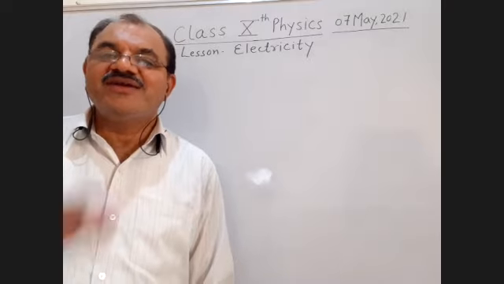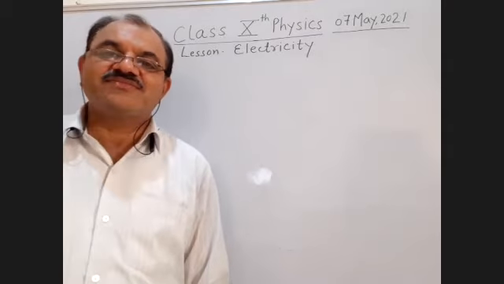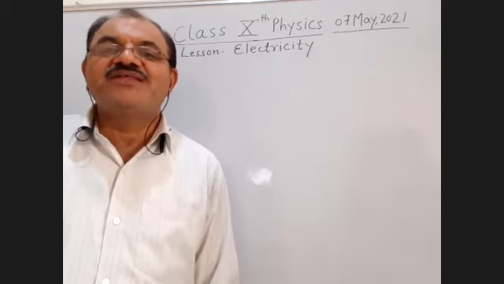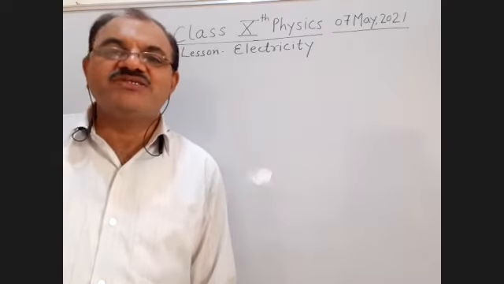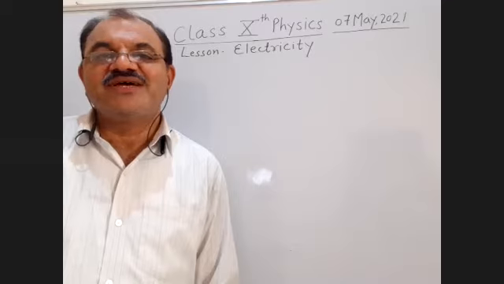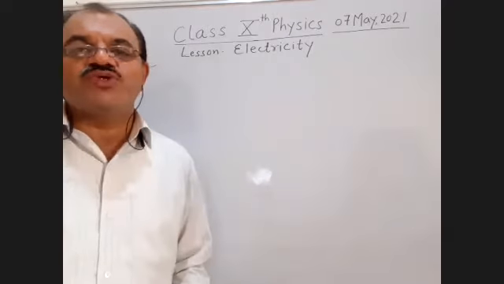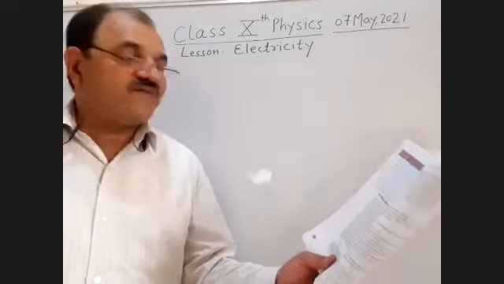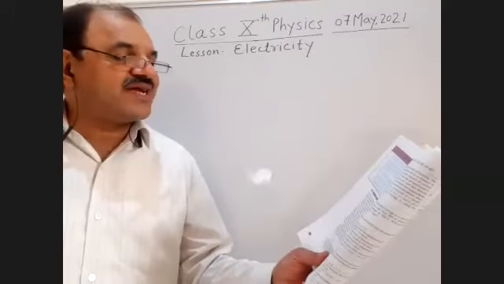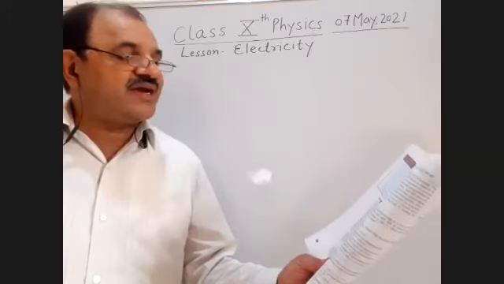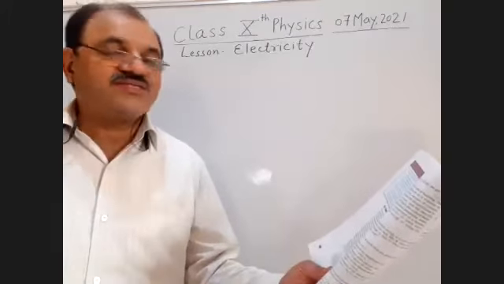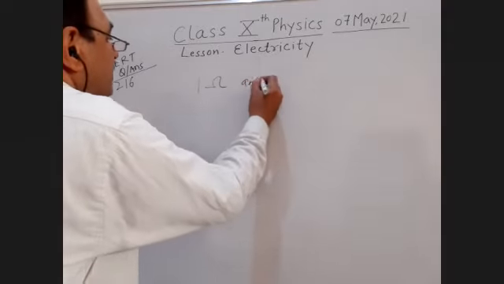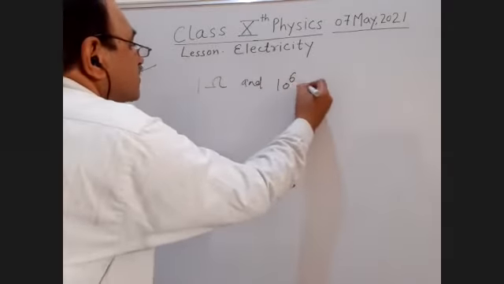decreases. Is it clear, students? Otherwise, we will have the combinations of series. Now here in these questions, different values of the resistance are given. First, A, it is given as 1 ohm and 10 raised to power 6 ohm.